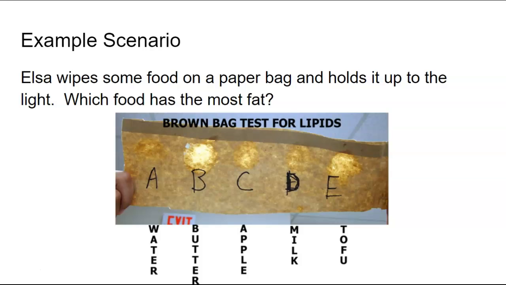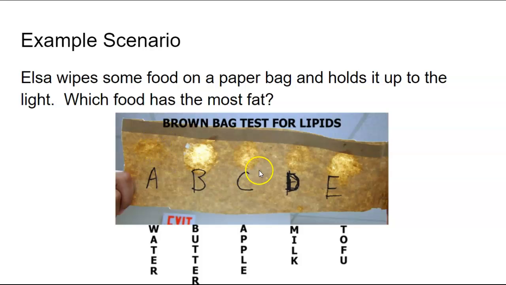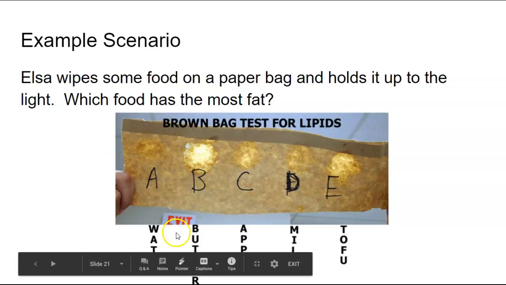Did you say butter? Hopefully you did, because this has the most greasy see-through mark, okay? Tofu kind of has some, and I think she didn't let these dry completely because water and apple, you can still kind of see a little bit of that wet mark, but those don't have fats. But long story short here, butter is going to have the most fat.